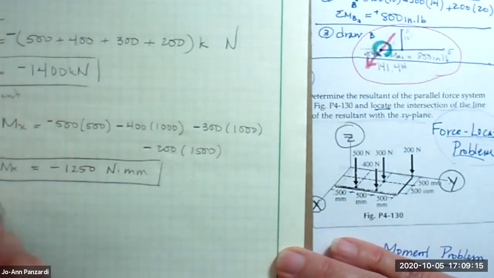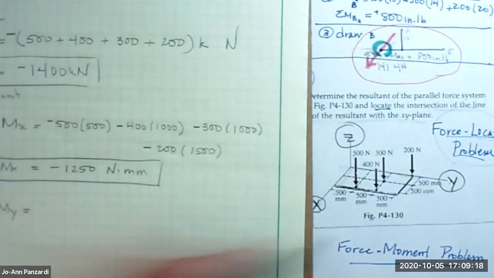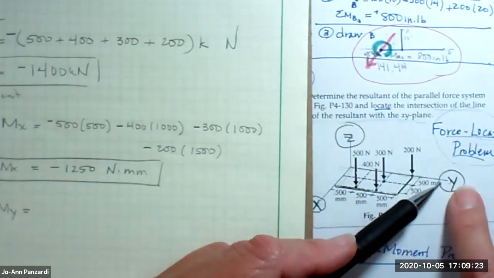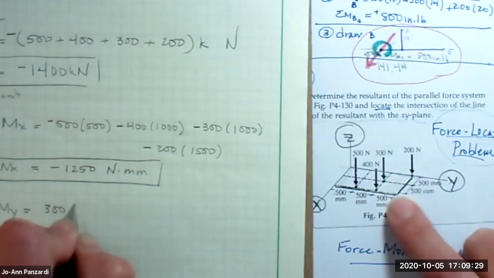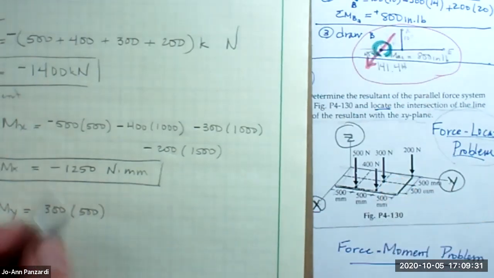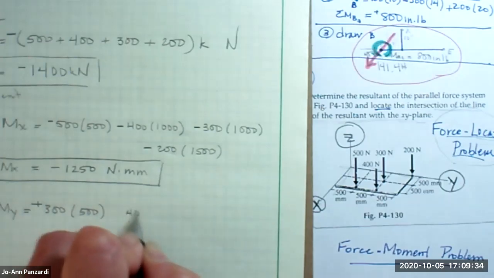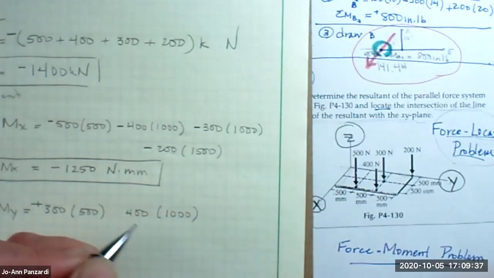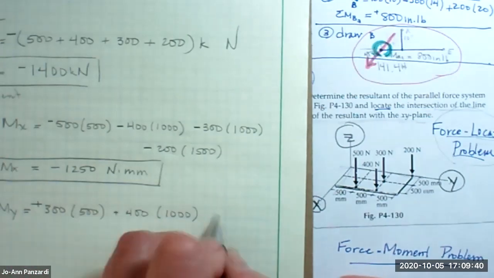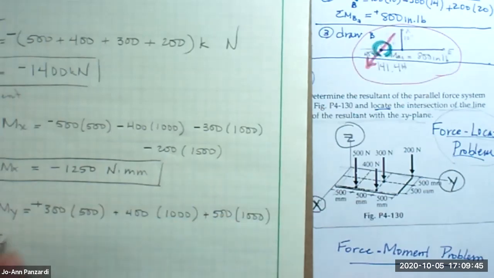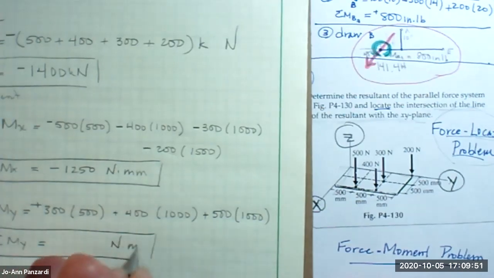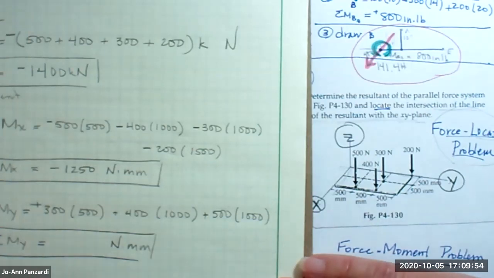Let's do the sum of the moment in the y. And again, I can do this vectorially, but I want to do right-hand rule because I want to get more comfortable with it. So the moments about y, well, the 200 creates no moment because it intersects. So the 300 times 500, positive. 400 times 1,000, positive. And 500 times 1,000, and it's positive. And the sum of the moments about y come out to be 1050.